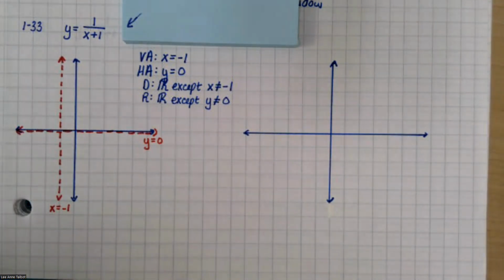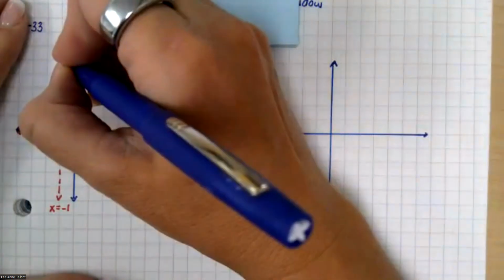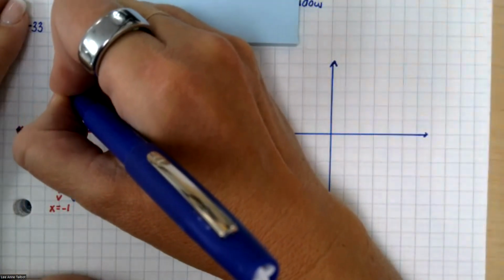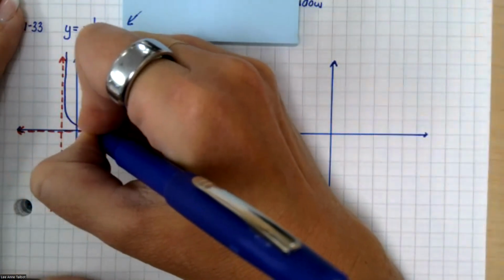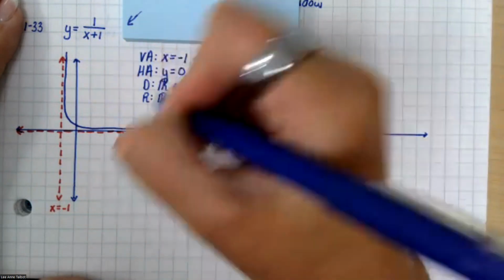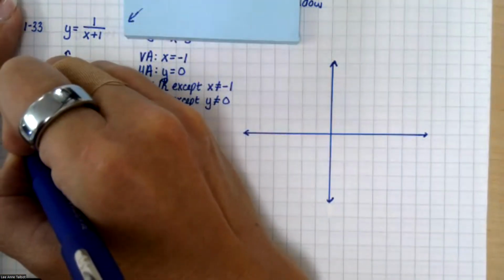And then I'm going to sketch the curve. I'm not going to make a table. I'm not going to worry about how my curve looks. I'm literally going to take a couple seconds, make it look like it's approaching here. And here.